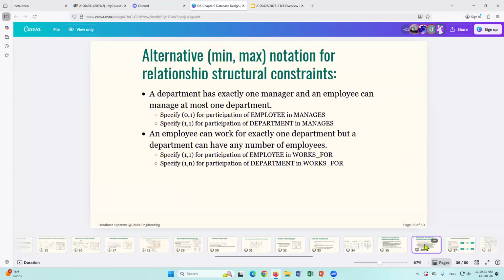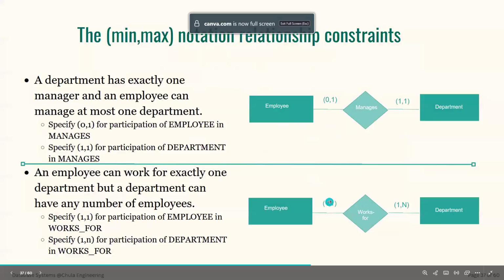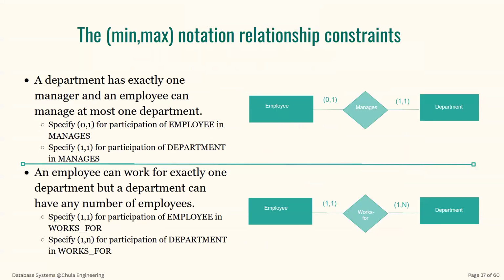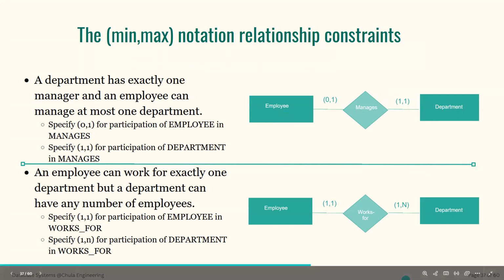Okay. So this min-max is actually very similar to what we did, but it's another notation. I'm not sure which one is easier for you to read. So this is the same thing. I have employee and department, and the relationship is called manages. So if I say (0,1) and (1,1) here, it means that a department must have at least one. Let me show you this. At least one. Oops. Okay. And at most one.